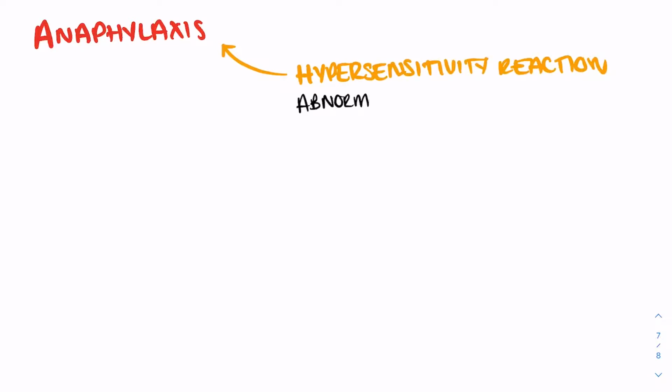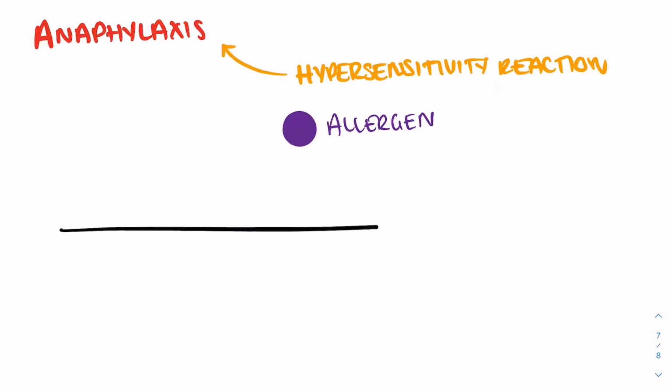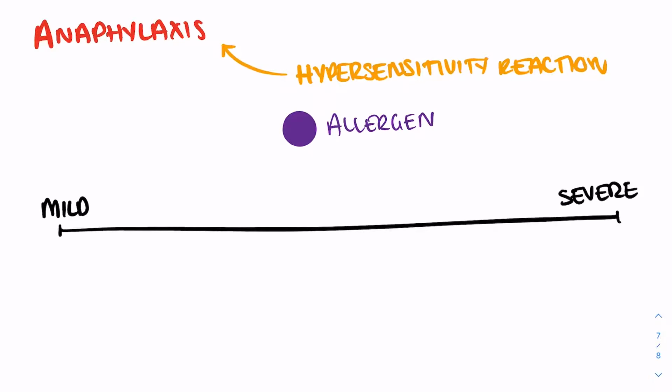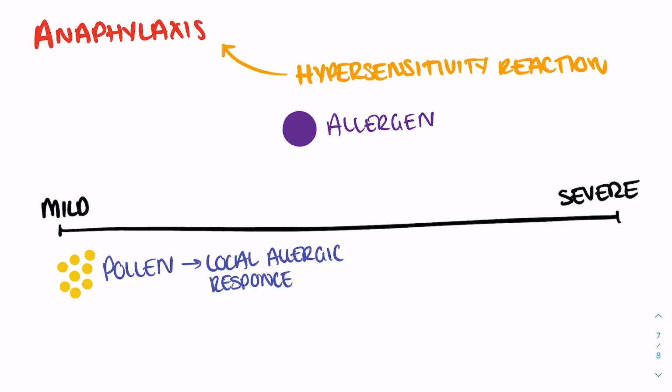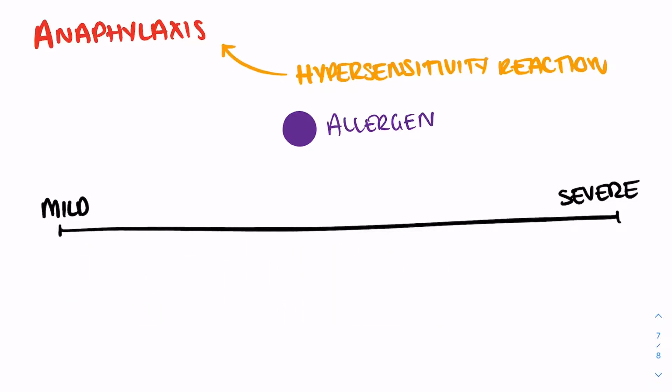So, anaphylaxis is called a hypersensitivity reaction. Now that's an abnormal immune response to a foreign substance. In this case, the foreign substance is coined an allergen. Now, allergens can cause mild to severe reactions. An example of a mild allergen is pollen. Now, pollen causes a local allergic response, which gives you the signs and symptoms consistent with hay fever. Anaphylaxis lies on the severe end of this spectrum.